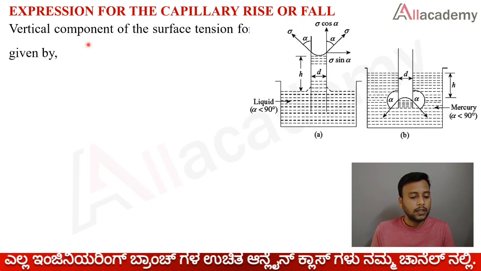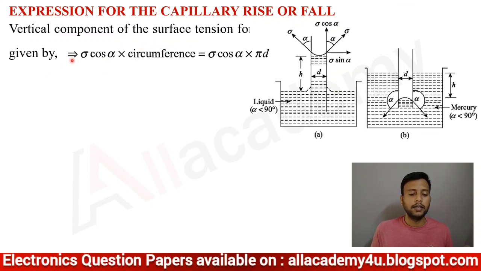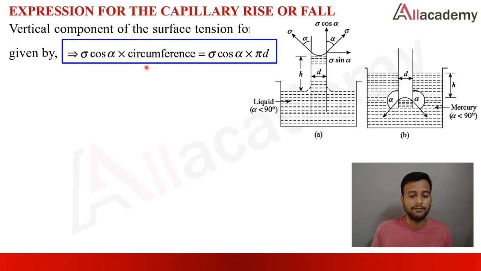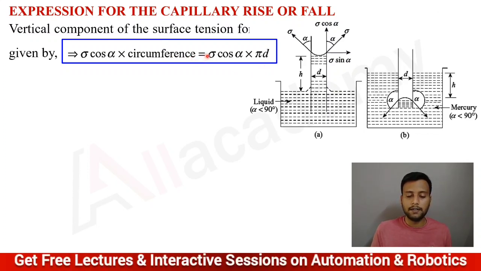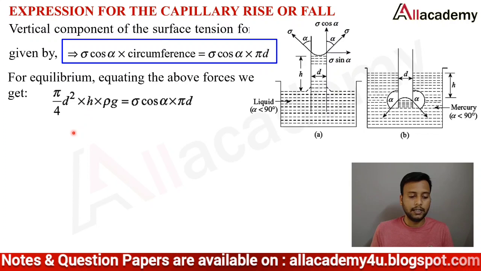Now the vertical component of the surface tension is given by sigma, that is the surface tension, into cos alpha, the angle, into the circumference. The circumference is given by pi into d. So I have sigma cos alpha, then pi into d. Now for the equilibrium condition, by equating this with the rise of liquid in the tube, we get pi by 4 d square h into rho g.